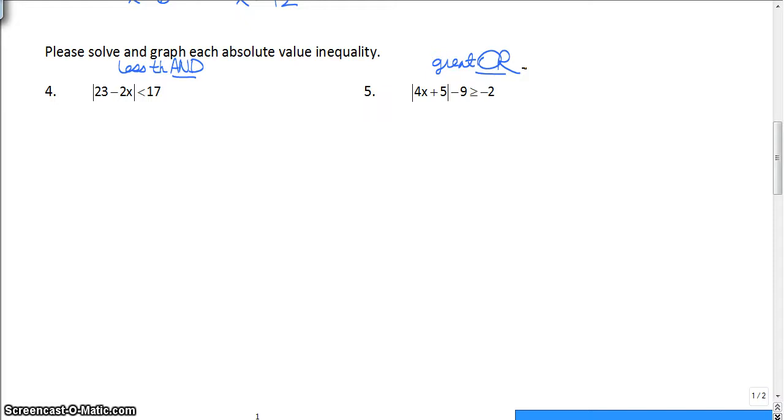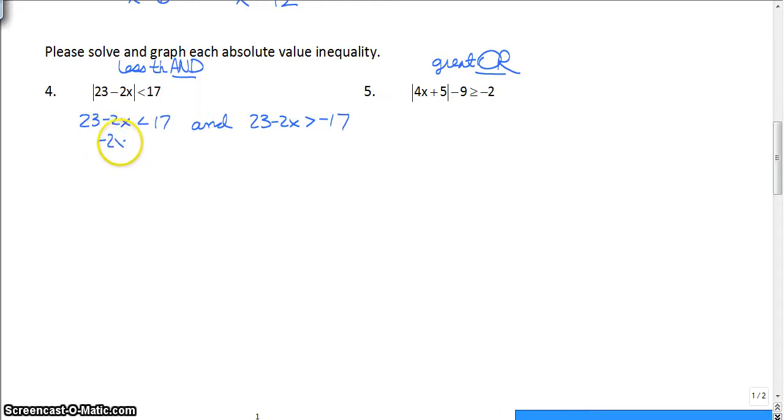Okay, so then solving it, it's very similar. We're going to take 23 minus 2x is less than 17, and 23 minus 2x is greater than a negative 17. So like absolute value equations, we still have to set it equal to the positive and the negative. However, when we set it equal to the negative, we have to change the direction of the inequality sign as well. So now we just solve it like we did the other day with our inequalities.